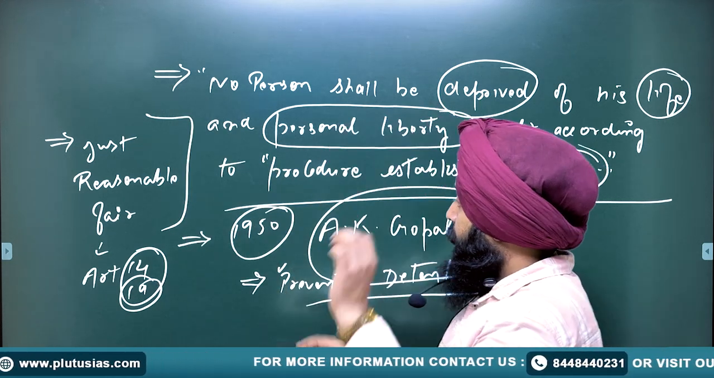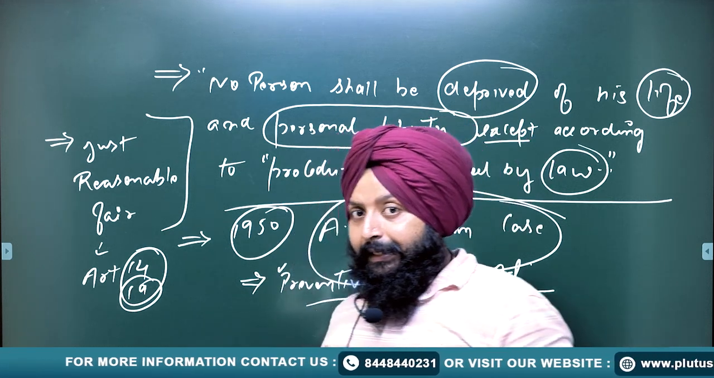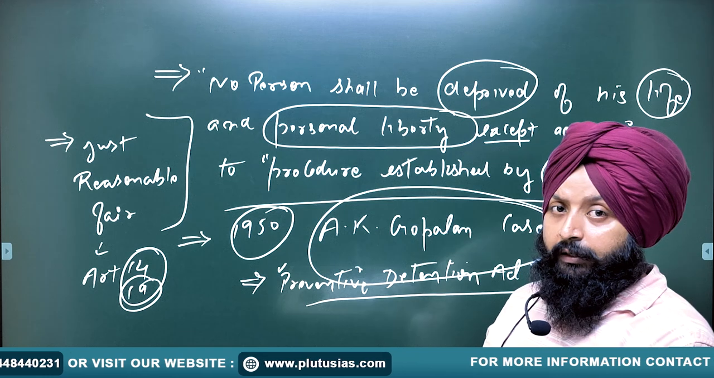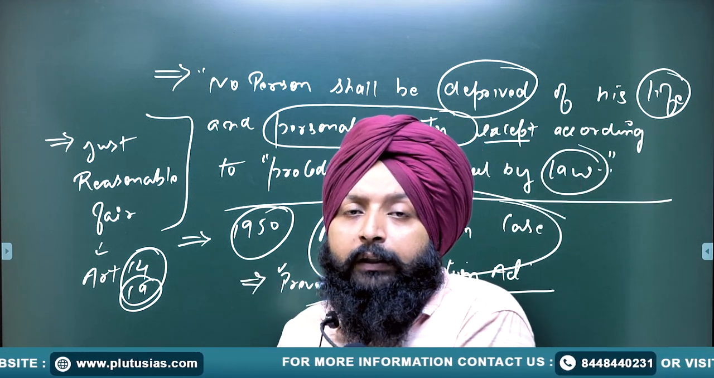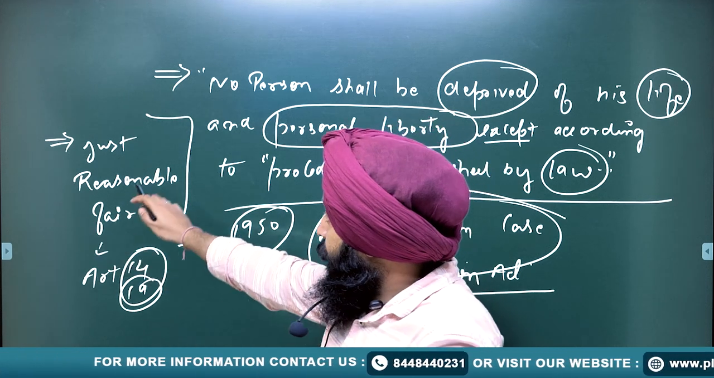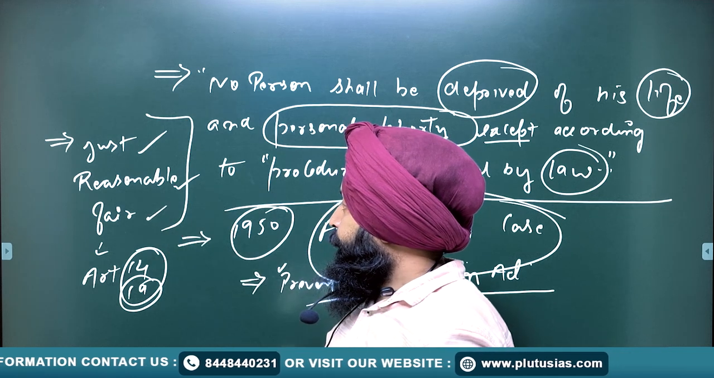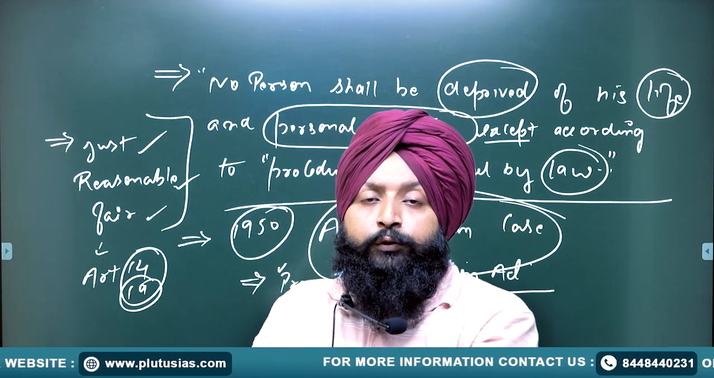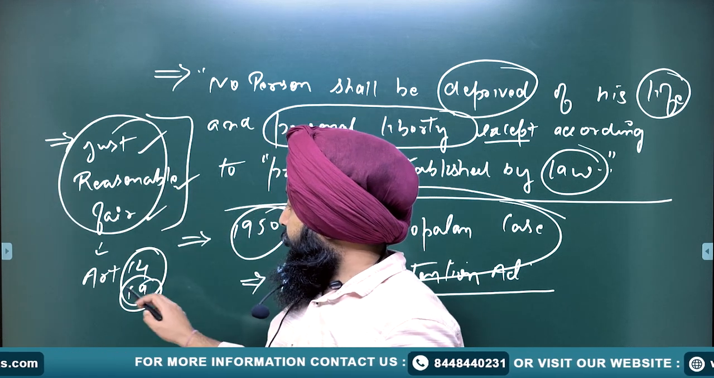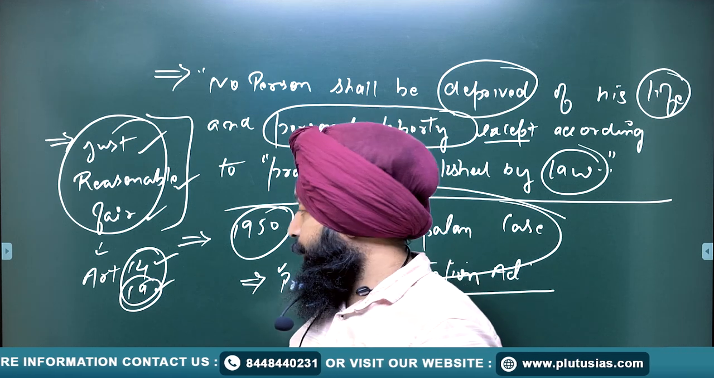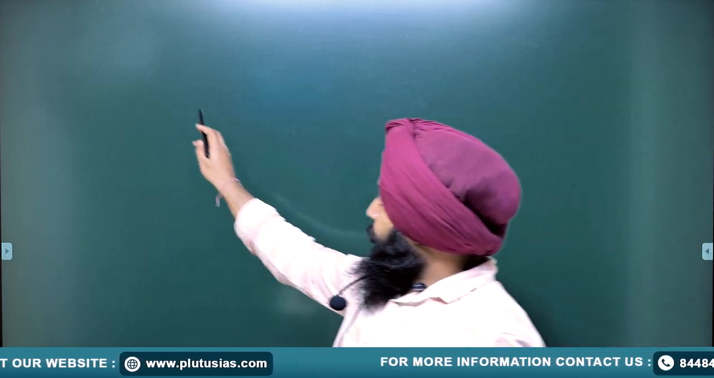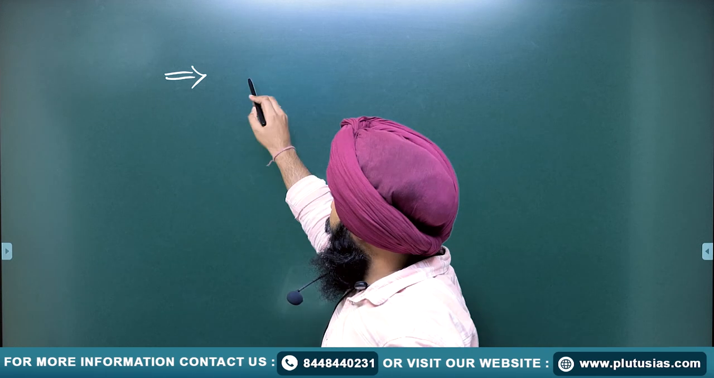Now, coming back to AK Gopalan, the parties in this case contended that the law that is depriving, in this case, the Preventive Detention Act, the law that is depriving the people of their individual liberty, the law itself should be just, reasonable and fair. Because the state is depriving the people of their individual liberty on the basis of that law. Now the law in itself should be just, reasonable and fair. That means it should not violate Article 14 or Article 19. But the court in AK Gopalan stated no. The court stated that the only requirement under Article 21 is the existence of a law.